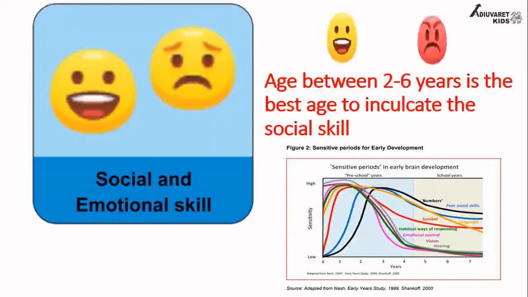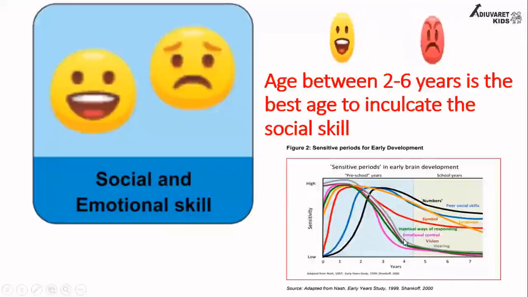And if you look at this graph, which is adapted from the NAS research on the early years of study of children, it shows, if you look at the various skills, how each grows with age, and after that the growth intensity falls down.